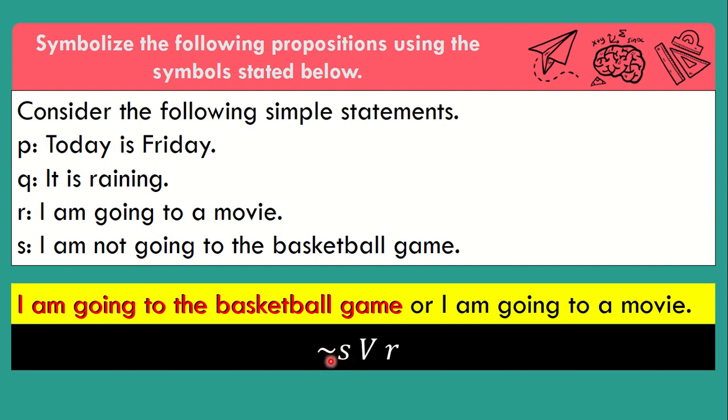Not all the time does the proposition have the word not. There are times that, like in proposition S, we have I am not going, and its negation is I am going. So take note of that. And we have the word or, so we have the symbol V, and then we have I am going to a movie, so that's R. So we have negation of S, V, R.